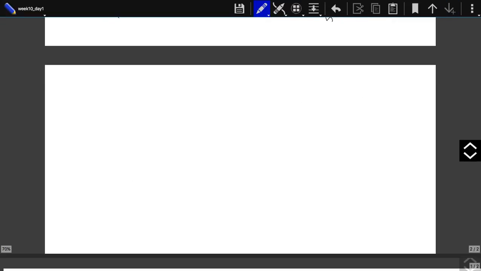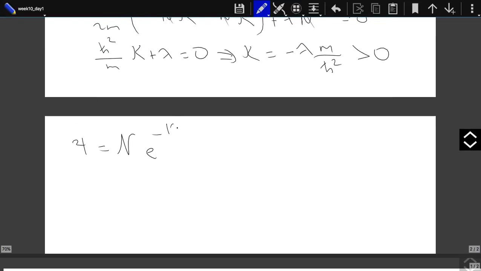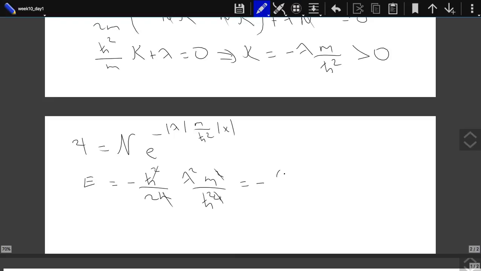So we have the wave function. I will not put the normalization. Some normalization, e to the power minus absolute value of lambda, m over h bar squared, absolute value of x. This is our wave function. And the energy is minus h bar squared over 2m times kappa squared, which is lambda squared m squared over h bar to the 4. That is minus lambda squared m over 2 h bar squared.